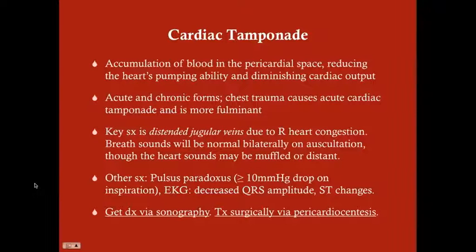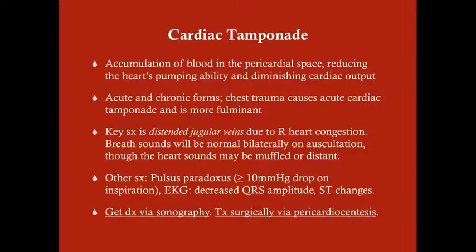Cardiac tamponade. This is an accumulation of blood in the pericardial space, and because of the pressure that places on the outside of the heart, that's going to reduce the heart's pumping ability, and that diminishes your cardiac output and hence your blood pressure. There are acute and chronic forms of cardiac tamponade depending on how slowly or how quickly you're losing blood. If you lose it very quickly, it's going to be more of an acute problem. If you're losing it very slowly, it can be more of a chronic problem.